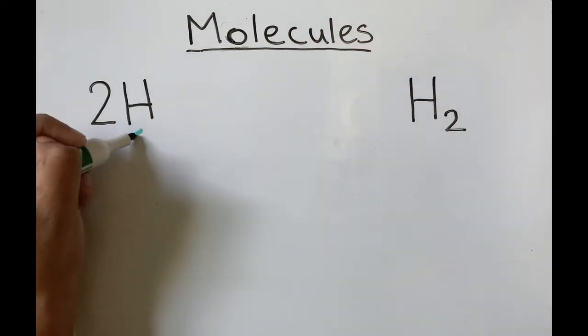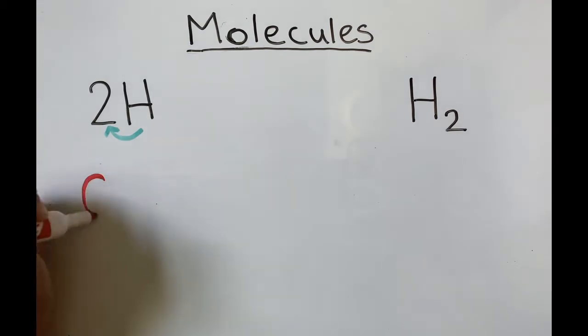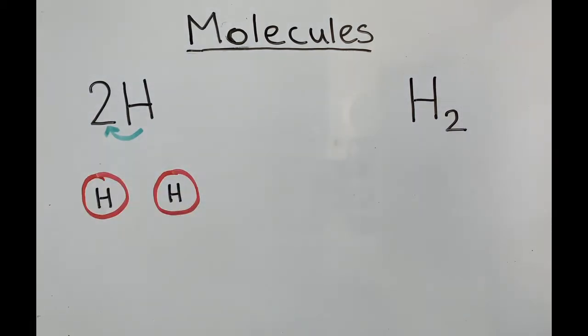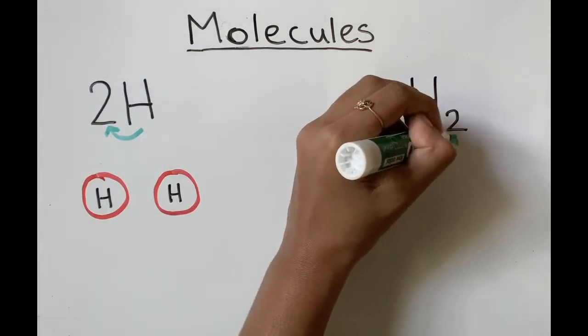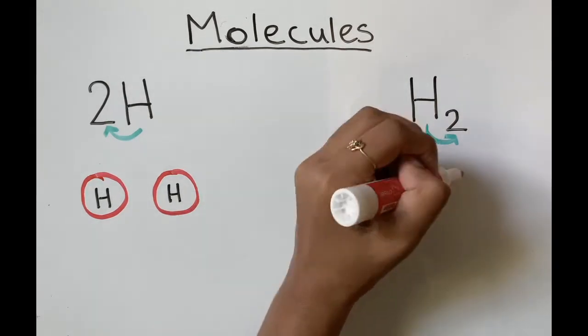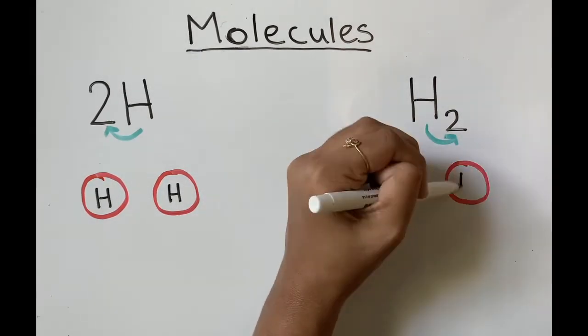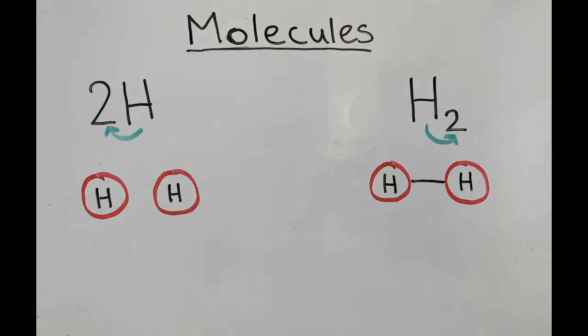One thing to be wary of, however, is not to mix up 2H and H2. When a number is to the left of an element and it isn't in subscript, it means there are two individual atoms of hydrogen. When the number is to the right and in subscript, it means there are two hydrogen atoms and they are bonded together to form a molecule. This applies to all elements, not just hydrogen.